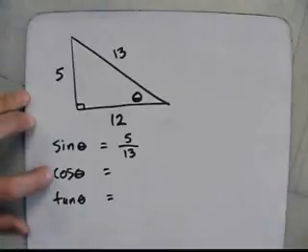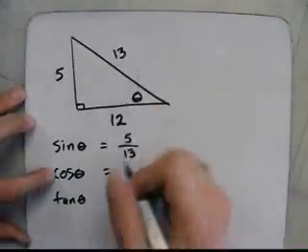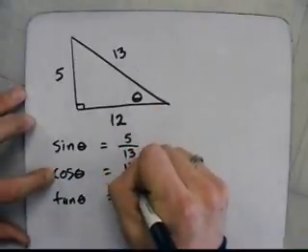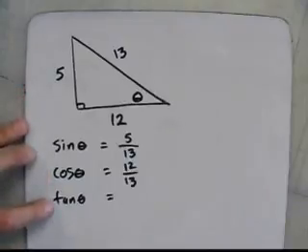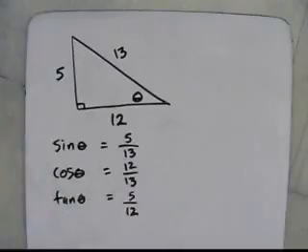All right, now the cosine of theta. Cosine is adjacent over hypotenuse. Adjacent side is 12. Hypotenuse is 13. So this would be 12 over 13. And then the last one's tangent. Tangent is opposite over adjacent. Opposite is 5, and then adjacent is 12. Okay? Now to find the other three, that was the big three. That's SOHCAHTOA.